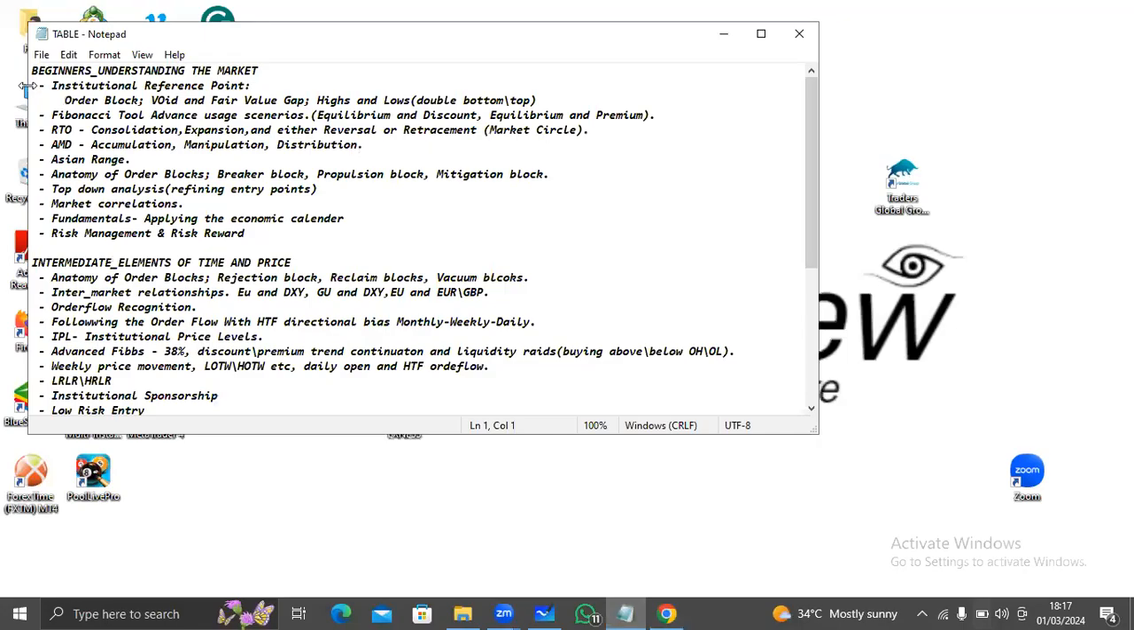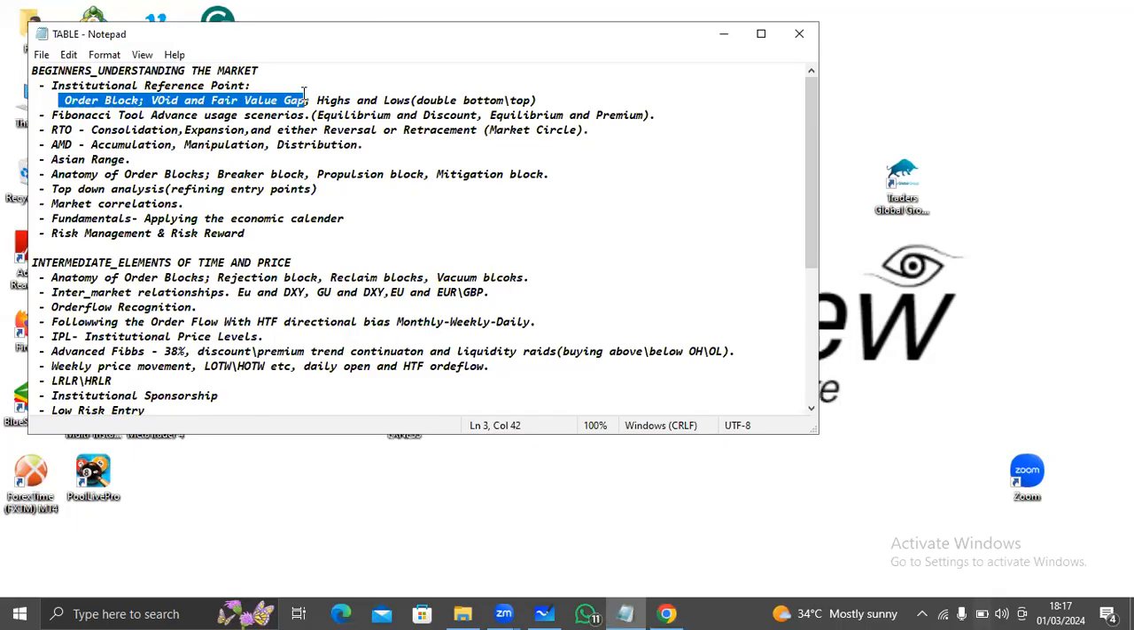We're still on the institutional reference points, and we've gone through the order blocks. We've gone through the voids and the fair value gaps. We also spoke about the gaps in price and the candlestick gaps, the small gap and the big gaps being distinguished by the names fair value gaps and voids.